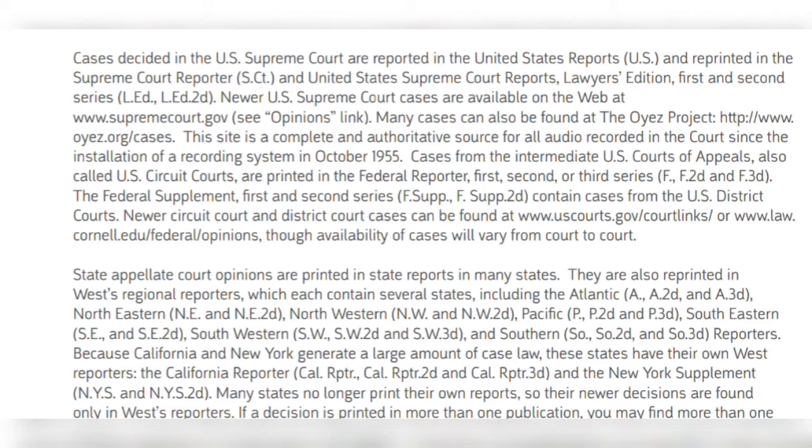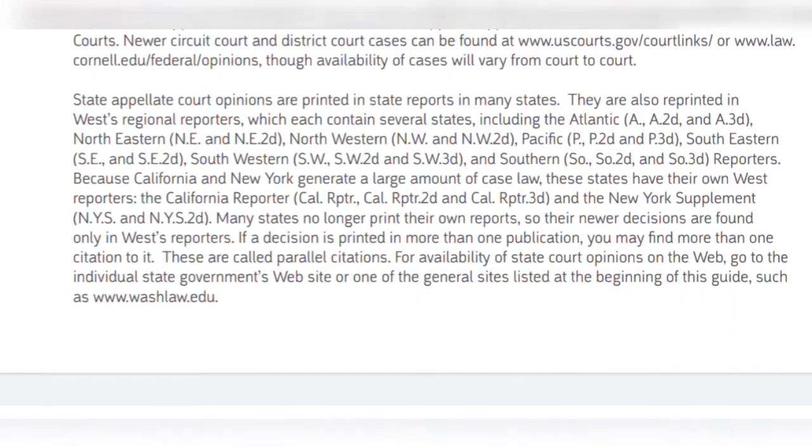This site is a complete and authoritative source for all audio recorded in the court since the installation of a recording system in October 1955. Newer circuit court and district court cases can be found at Cornell, though availability of cases will vary from court to court.